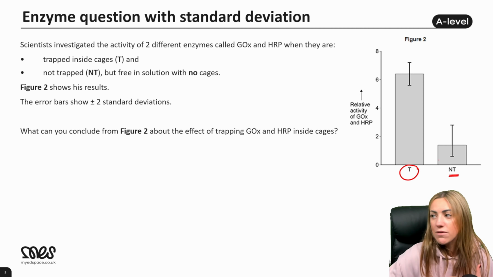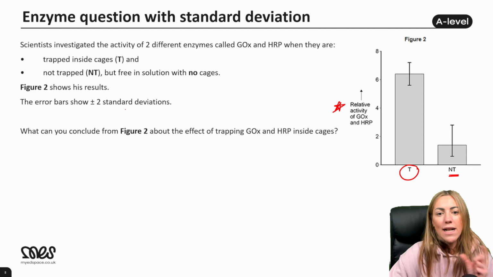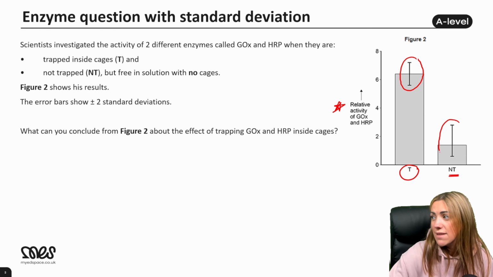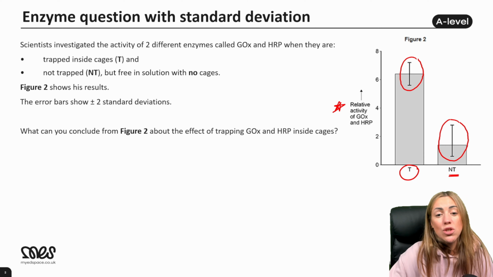The graph shows the results. So we've got the relative activity of these enzymes, and the error bars show plus or minus 2 standard deviations, which just means that 95% of the results fell within the error bars marked on the graph. So we can see the error bars here. Now you can call them error bars as they've done in the question, or you can actually just call them standard deviation bars. That's fine as well.